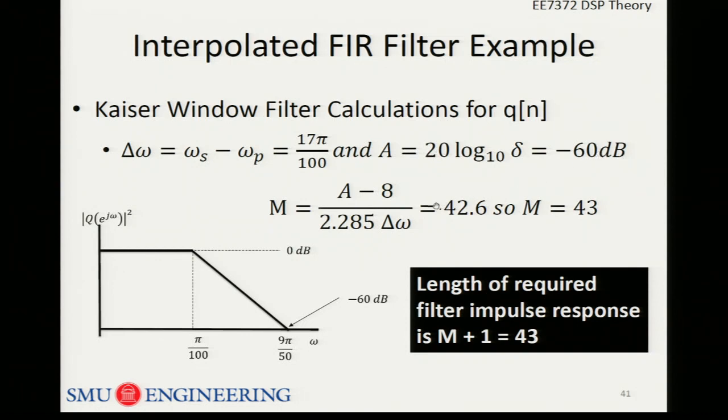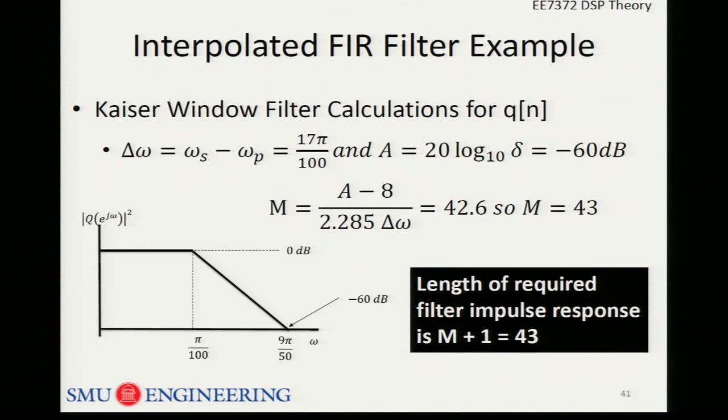We still want minus 60 dB. We crank it through the equation, get 42.6, so 43. So the length of the impulse response, N plus 1, is 44, but I wrote 43. Not that it matters, but it looks like that's one off.